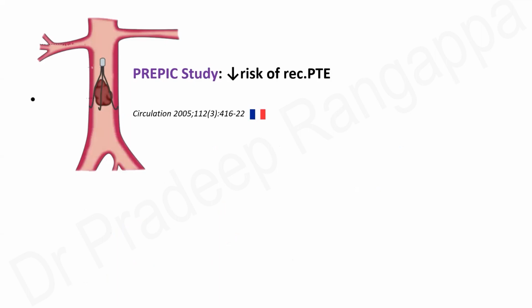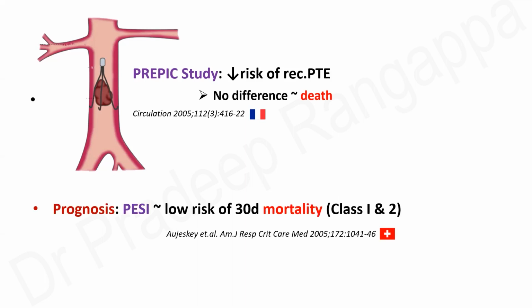So there was this French study called the PREPIC study, which showed that the use of IVC filters significantly reduced the risk of recurrent PE, although there was no difference in mortality. As you see, with thrombolysis also, there was no difference in mortality, but there was a reduction of hemodynamic collapse. And even with an IVC filter, it reduces the risk of PE, but there was no difference in death.